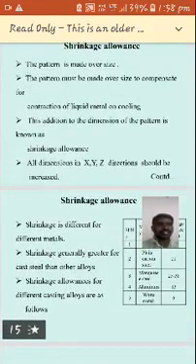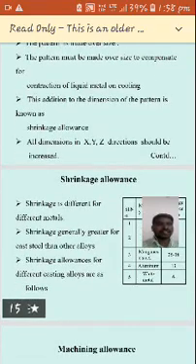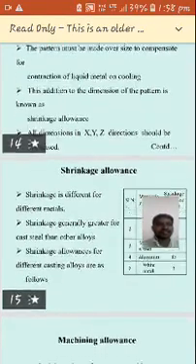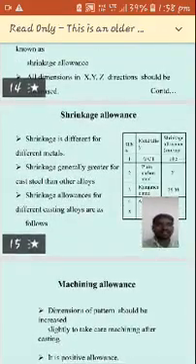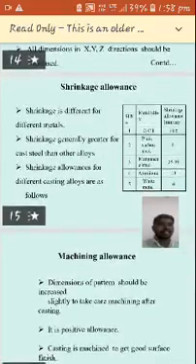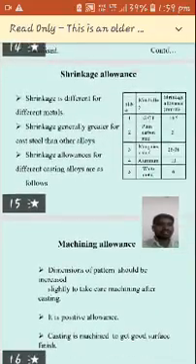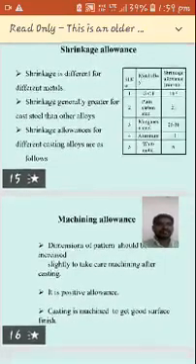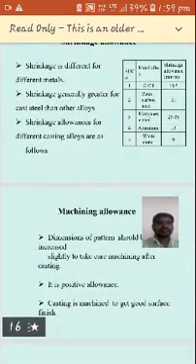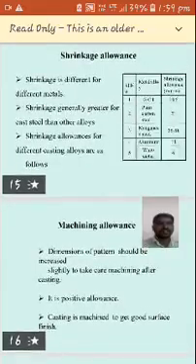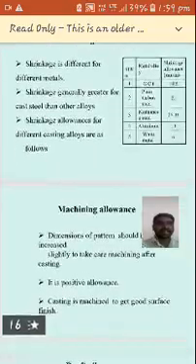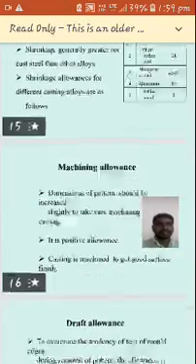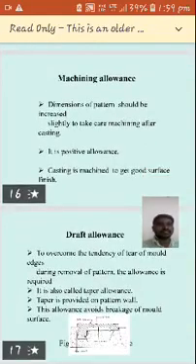This addition to the dimensions of the pattern is known as shrinkage allowance. Shrinkage differs for different materials. Shrinkage is generally greater for cast steel than for other alloys. Shrinkage allowances for different casting alloys are as follows. In the table we can find how much allowance is to be added for which material, in mm per meter.